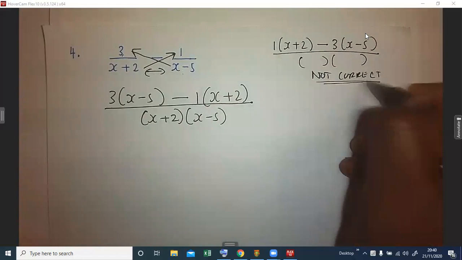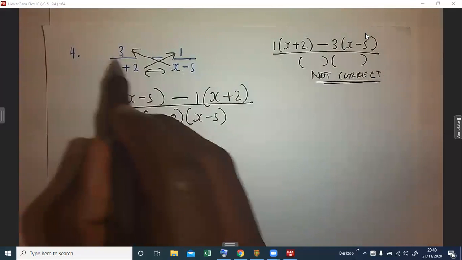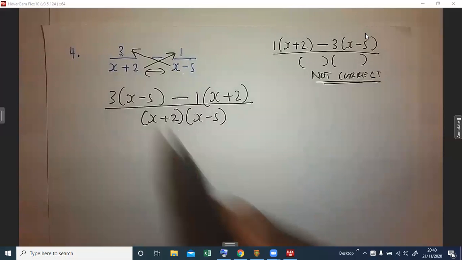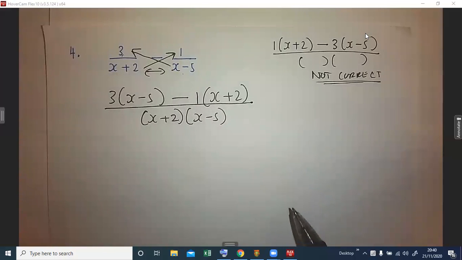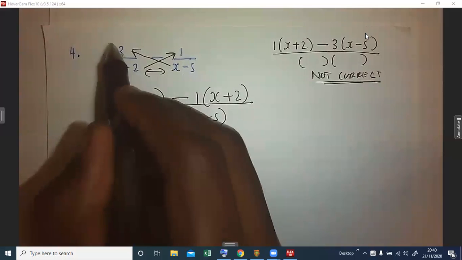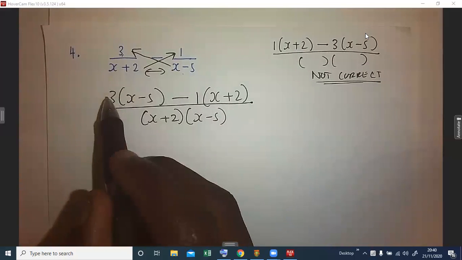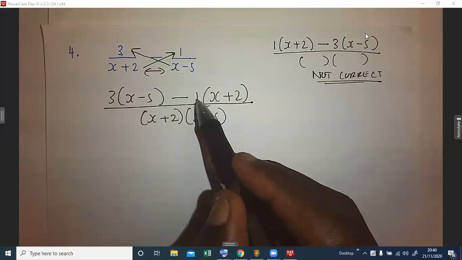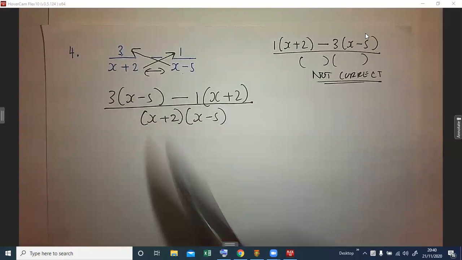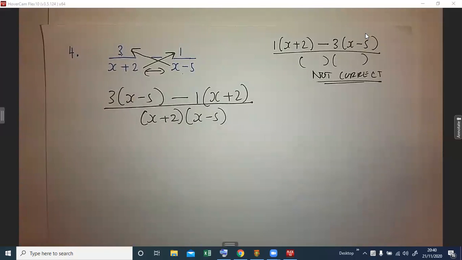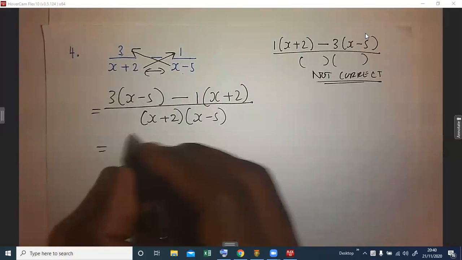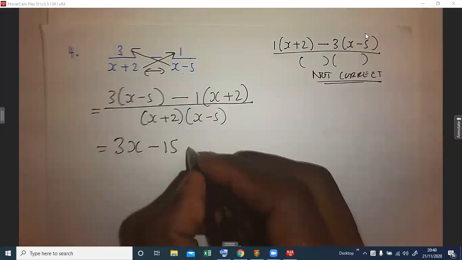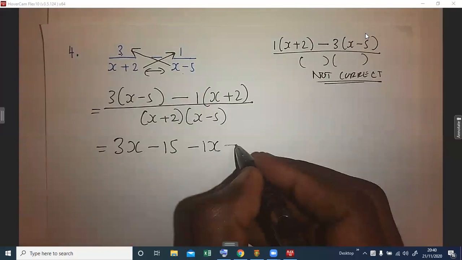Take note of that. Always, the top numbers will never change position. If the 3 is the first one, even in your working, it will remain the first one. If 1 is the second one, even in your working, it will remain the second one. If you interchange them, you will not be correct. Okay, then we proceed by opening the brackets. We get 3x minus 15 minus 1x and minus 2.